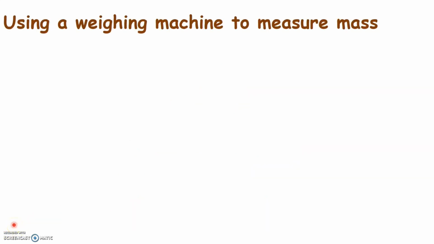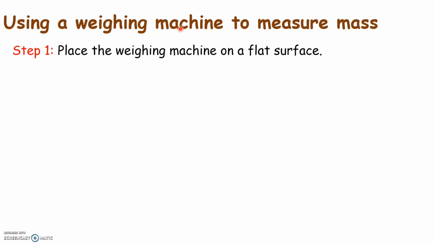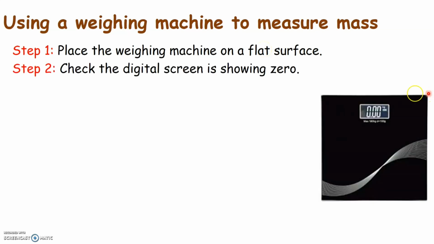Have you ever checked the mass of your body with the help of a weighing machine? I am sure that all of us would have done it at least once. So now we are going to learn how do we measure mass with the help of a weighing machine. Let us learn this step by step. In order to do that, the first thing that we need to do is to place the weighing machine on a flat surface. Like how you see here in the picture, it is placed on a flat surface.